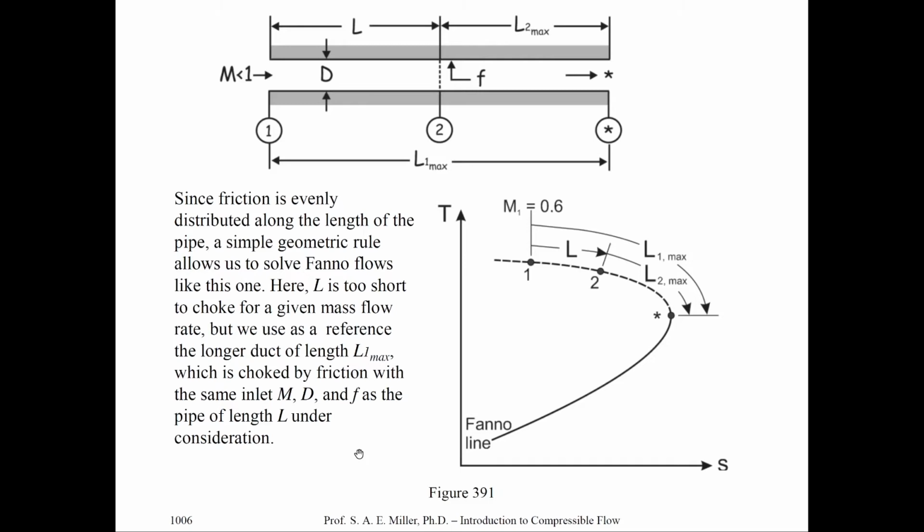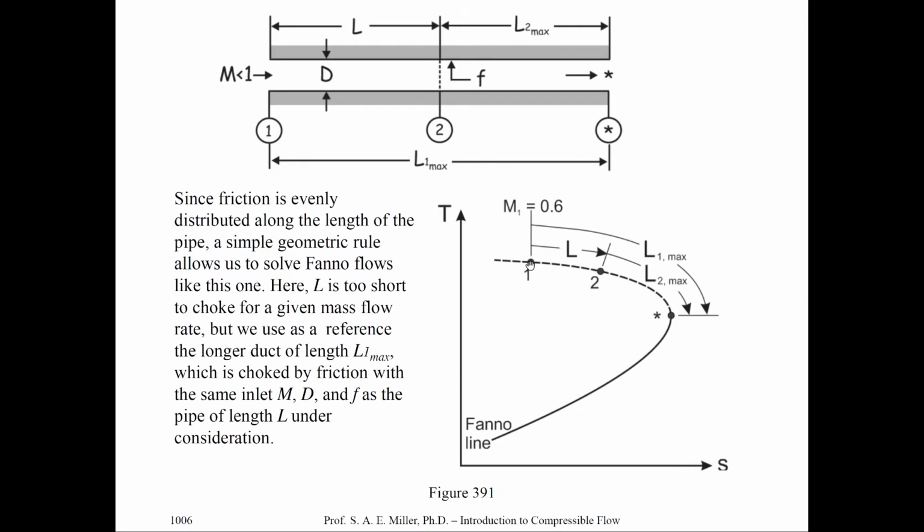This is also shown in the temperature entropy diagram in the lower right. The x-axis is entropy, the y-axis is temperature. Here we are at state 1 on a family of Fanno solutions. Here's state 2, and here's the choke condition all the way at maximum entropy. The top line is subsonic flow, and the bottom line is supersonic flow. We're of course in a subsonic regime, so we might start at 1. We go from 1 to 2, which is a distance L.